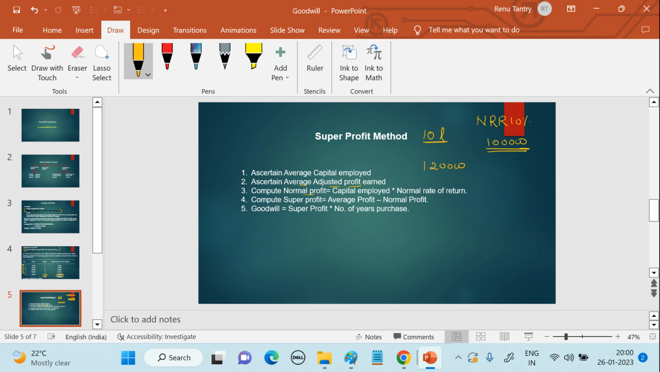That is a normal profit for any business. Means if I do business in that particular line with 10 lakh invested, I should get at least 1 lakh. But if your business is earning 1,20,000, means you are doing much better than others. That shows your efficiency, capability. So that extra amount, that is super profit. So your average profit is 1,20,000, whereas normal profit is 1 lakh. So you're having a super profit of 20,000. That super profit into the number of years purchased, as given in the question, would give you the amount of goodwill.